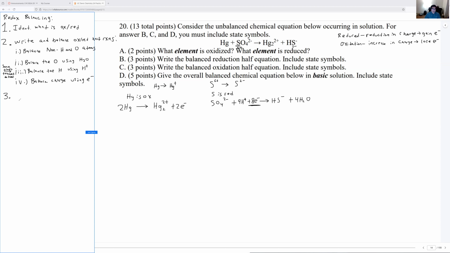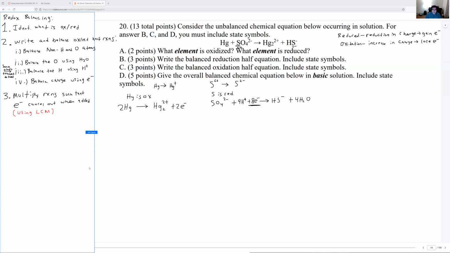So now step 3 is we're going to multiply the reactions such that the electrons cancel out when added. So really what you're doing here, right? Really what you're doing is you're using the least common multiple.